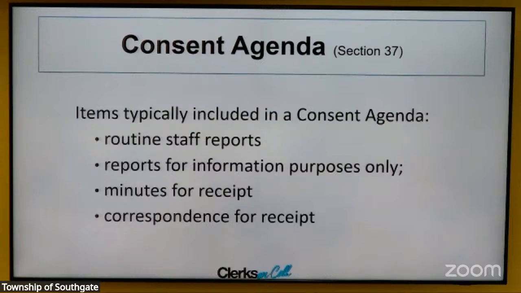Section 37 also specifies the types of items that are typically included within a consent agenda, and it includes routine staff reports, reports that are submitted to council for information purposes only, minutes from previous meetings, and general correspondence that does not require any action. By consolidating these items into a consent agenda, council can save time again and enhance efficiency of their meetings. And there's really no value added in having council engage in discussions around those routine pieces of correspondence or reports. Question. Yes.